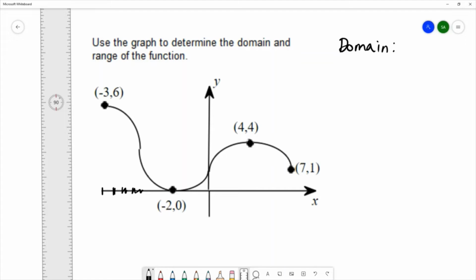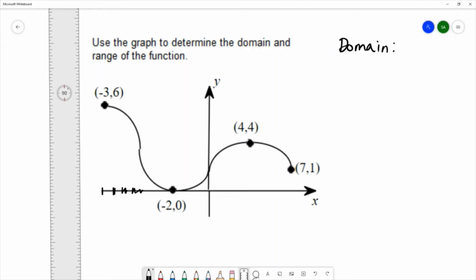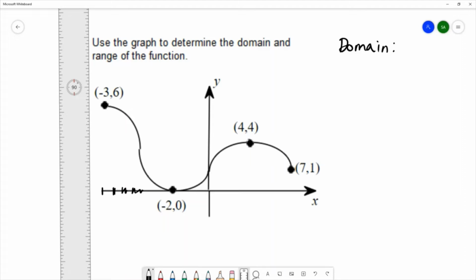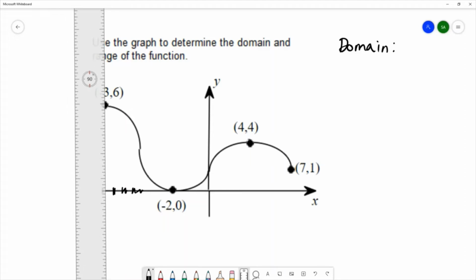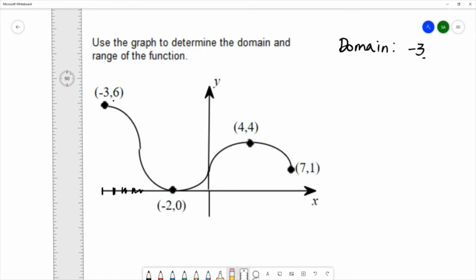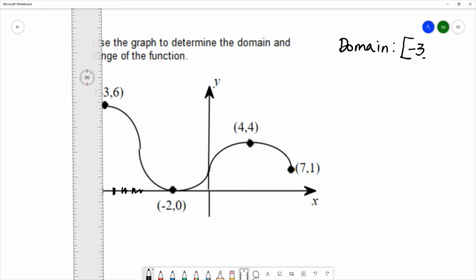So we start on the left, and I decide when is the first time my ruler hits the graph. The first time it hits the graph is at negative 3, at this spot right here. So my domain is going to start at negative 3. That point is a filled-in dot, which means negative 3 is included as part of the domain. I put a bracket on the negative 3 to indicate that it's part of the interval, part of the set.